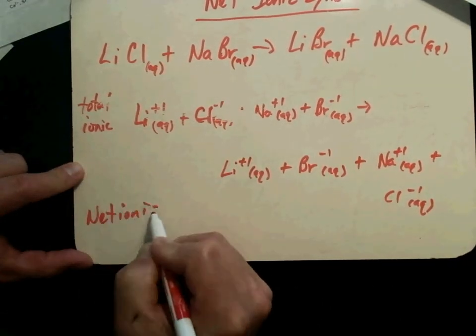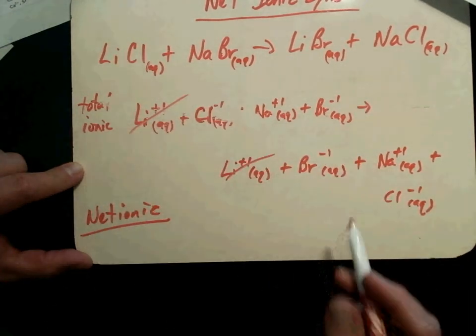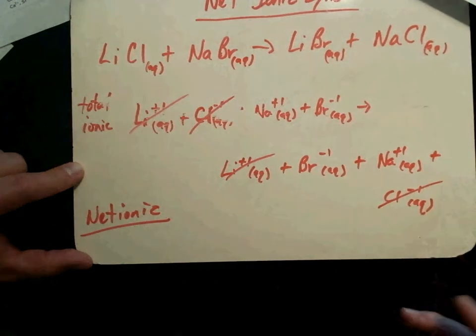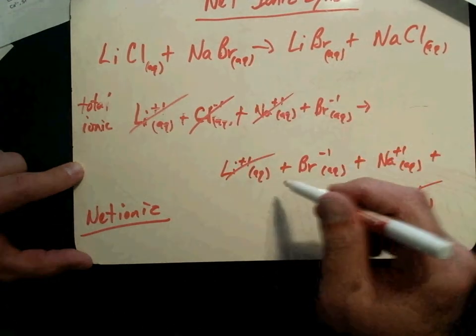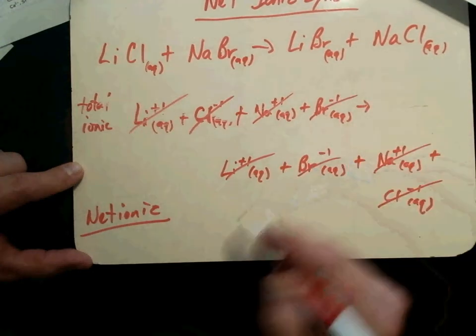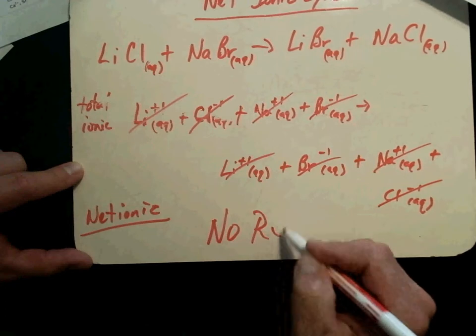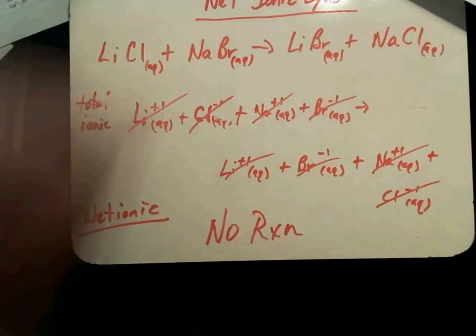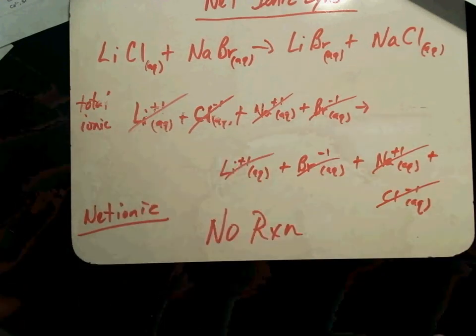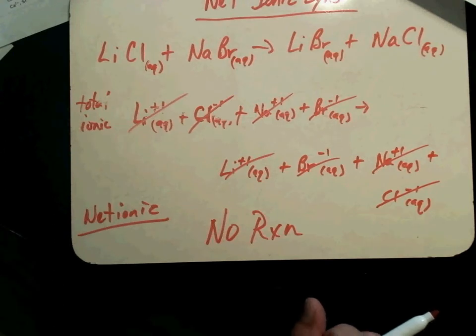So for my net ionic, what do I have? Lithium, spectator, gone. Just watching. Chloride, spectator, gone. Sodium, that's supposed to be a plus sign. Spectator, gone. Bromide. So what does that really mean? Everybody's watching. There's no reaction. So if you poured lithium chloride with sodium bromide, all of this happens and it's just floating in the water. Nothing happens. They're all just floating around.